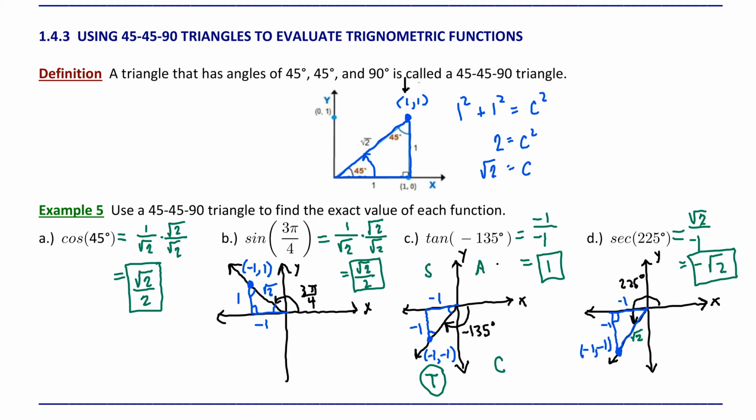So if you're working with an angle in your trigonometric function that's a multiple of 45 degrees or a multiple of pi over 4 radians, then you can use a 45, 45, 90 triangle to conveniently determine a point on the terminal side of that angle and then evaluate your trigonometric ratio.